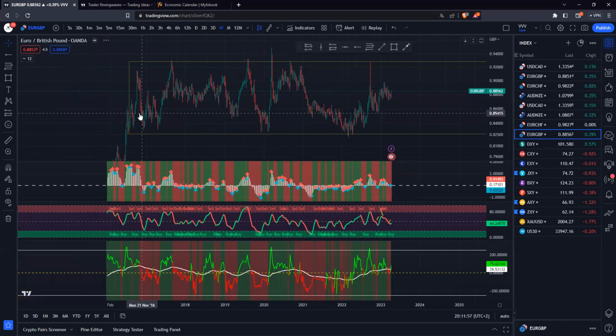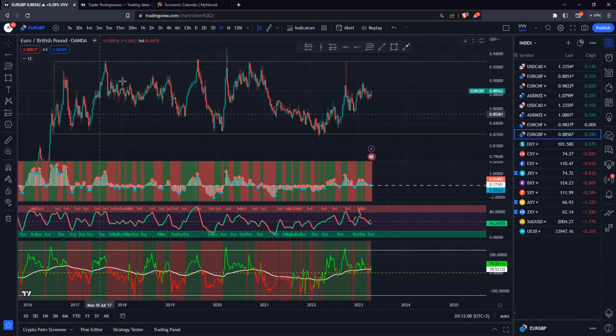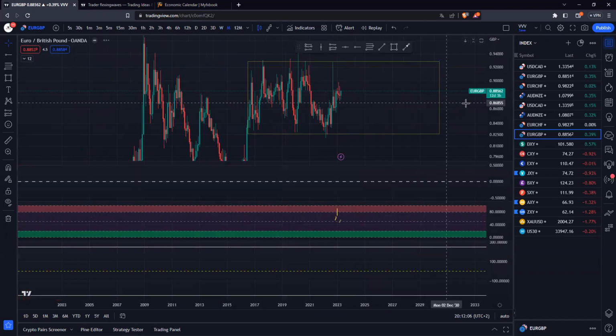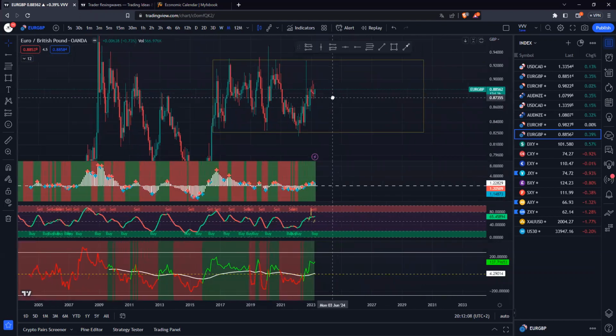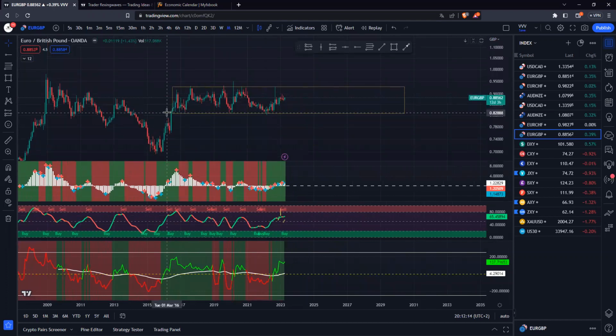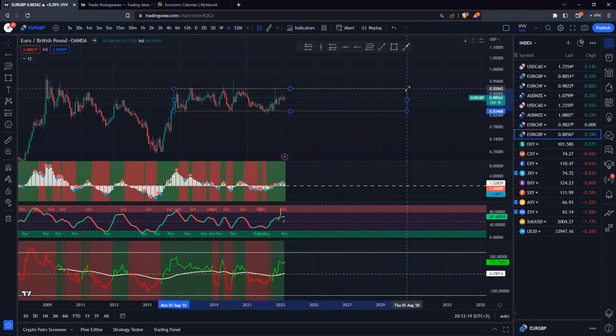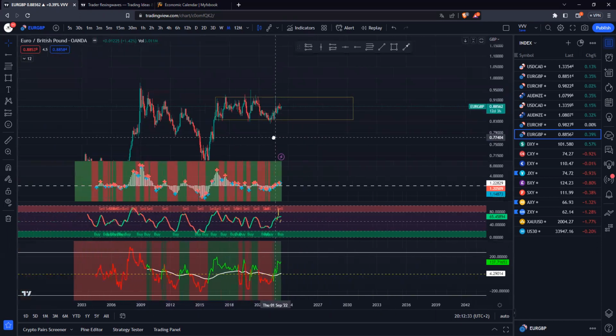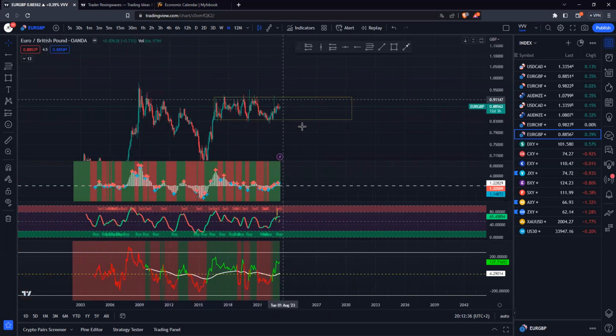So the only thing that we have is actually a box here. I think it was drawn on monthly basis. Maybe not. Let's say it is. Okay. So this is what I want to see. Maybe a touch on the upside and then a reverse move back down.